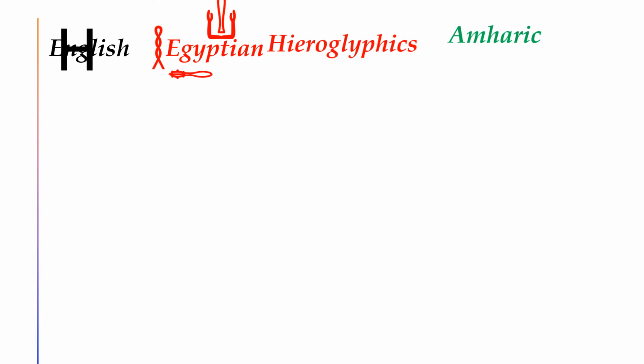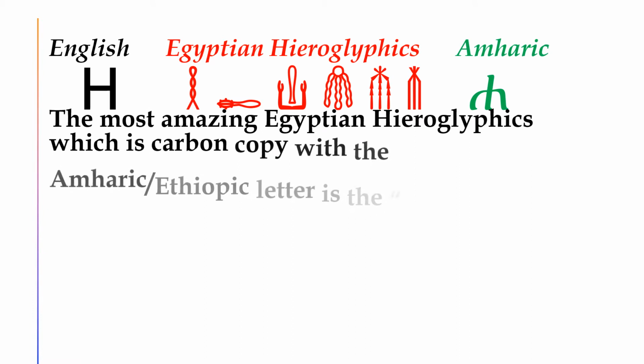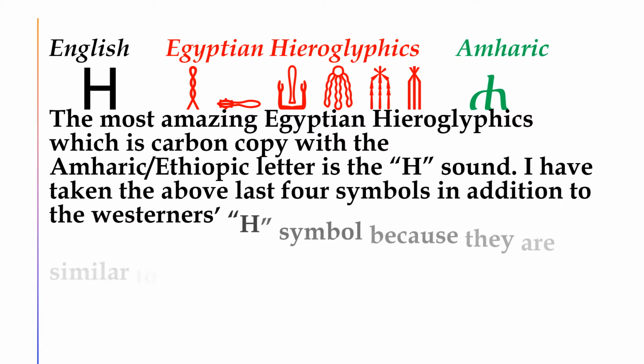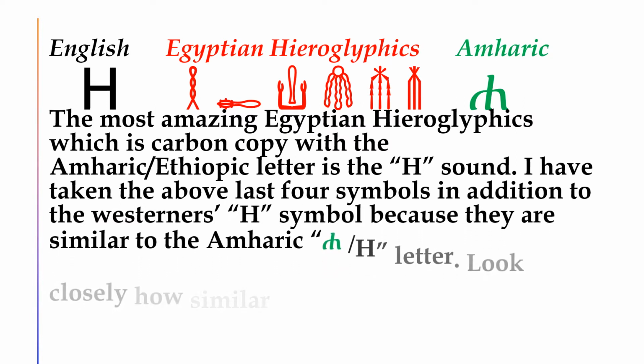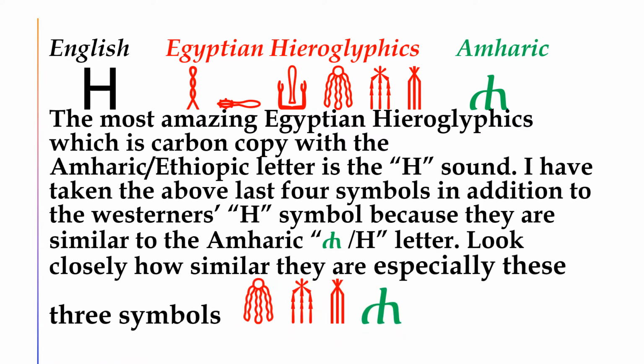The next one is the H sound. You know, in Semitic language, the H sound, just like the A sound, is represented by two symbols. I mean, it's represented twice in Semitic language, and just like that in Amharic, it is represented twice. And besides what the Western scholars have taken for the H sound, the first two symbols, I have added 4 additional symbols, because these 4 additional symbols look like the Amharic ha. It's so the same, it's a carbon copy.